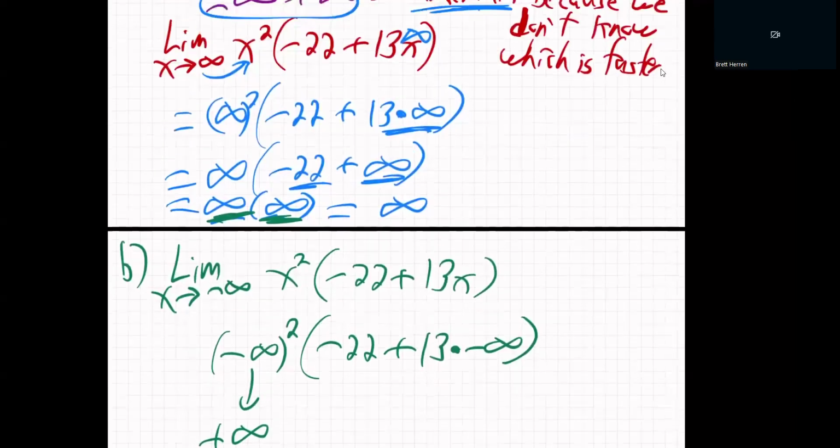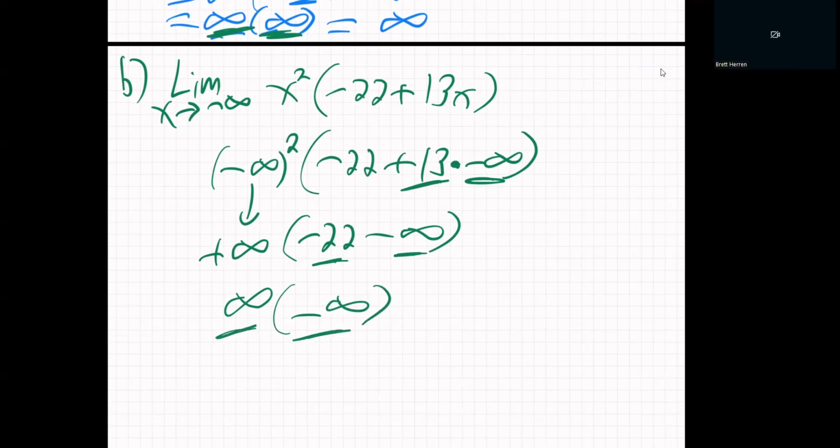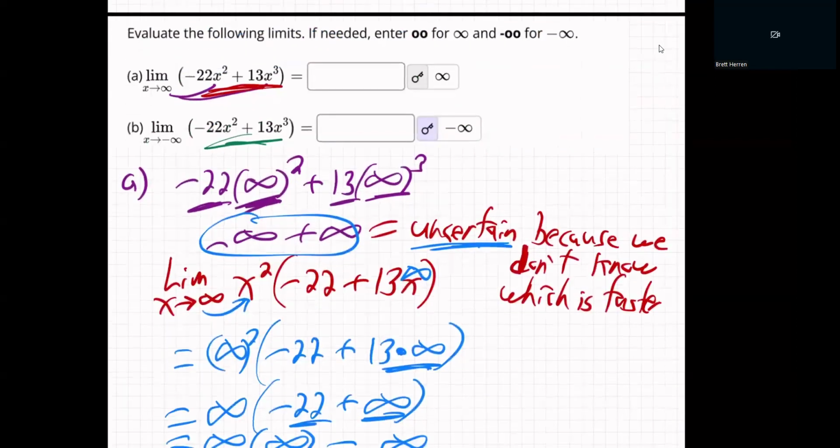Then what's this? This is minus 22. 13 times minus infinity, that's minus infinity, right? And so minus 22 minus infinity, well, that's going to be minus infinity. Positive infinity times negative infinity is going to equal negative infinity. There's nothing unclear about that. Positive infinity times negative infinity is certainly going to be negative infinity. That's our answer. And so there we go, by factoring.